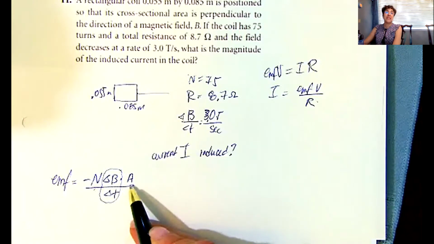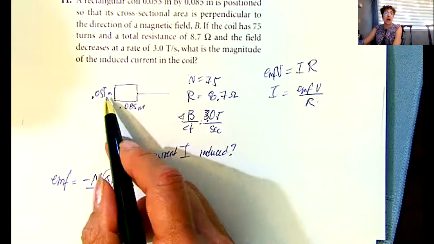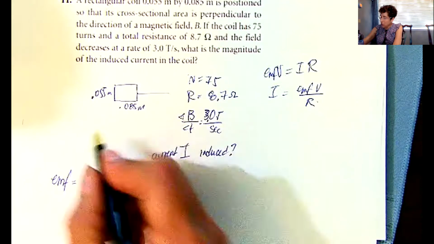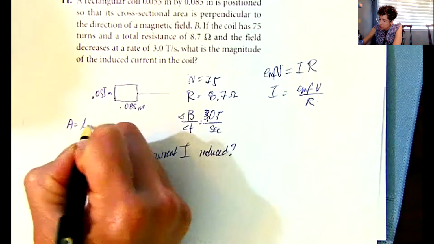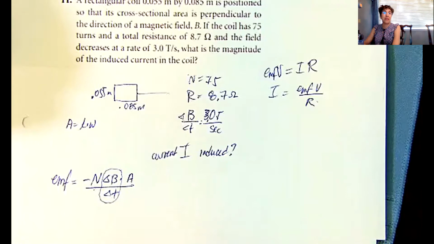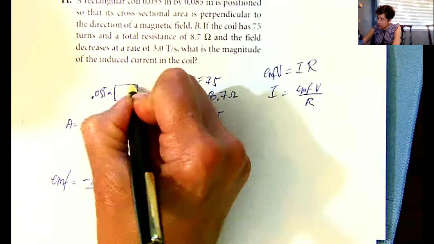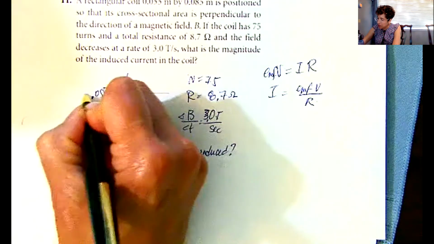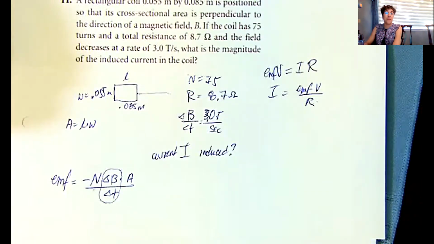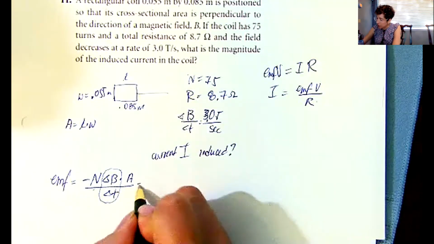Okay, they didn't give us the area. No, but they gave us a length and the width. So area, if you remember for a rectangle, is just going to be length times width, where this side is the length and this side is the width. Hope you remember that.